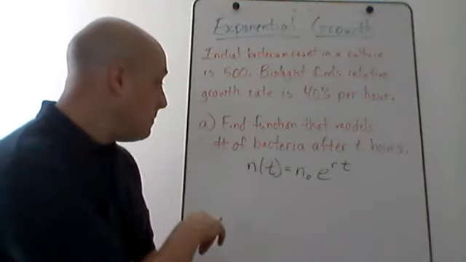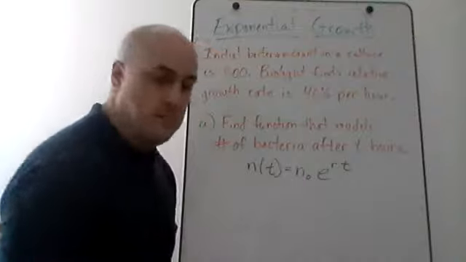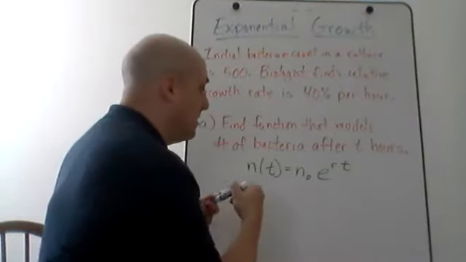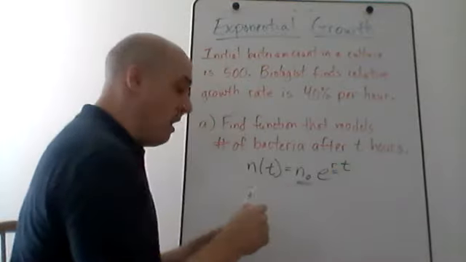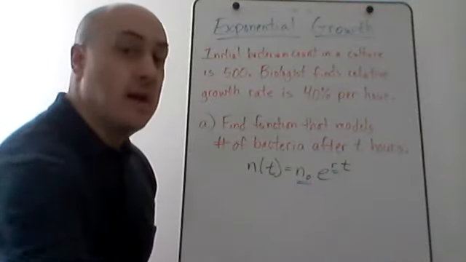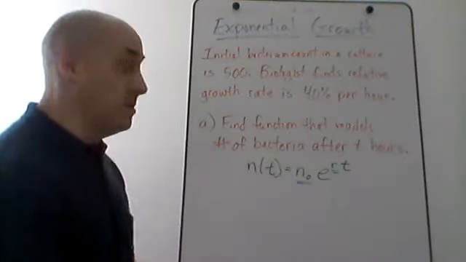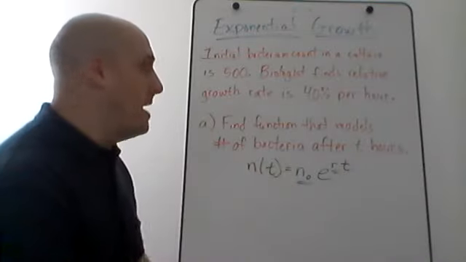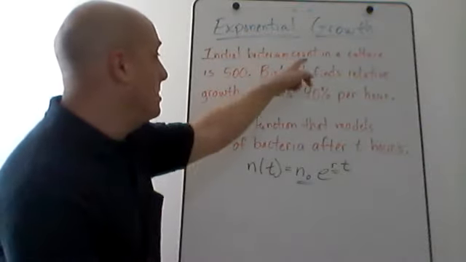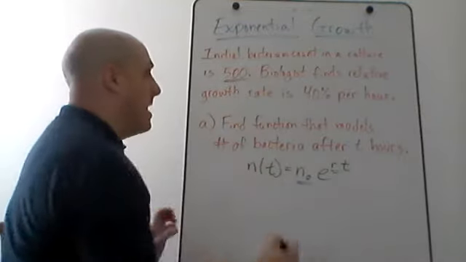Okay, so in order to write this function, I need to find a number to plug in for the N sub 0, and I need to plug in a number for R. If I have those numbers, then I can write my function and use it to answer questions about this particular bacteria culture. So what's my N sub 0? What's my amount at T equals 0? Well, they tell us in the very beginning the initial bacterium count is 500. There's my N sub 0.